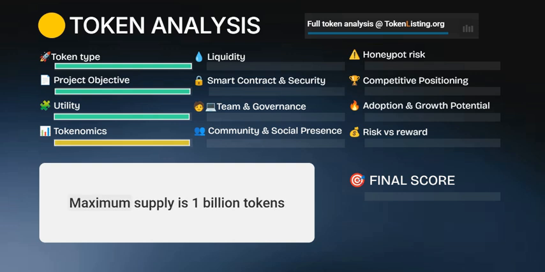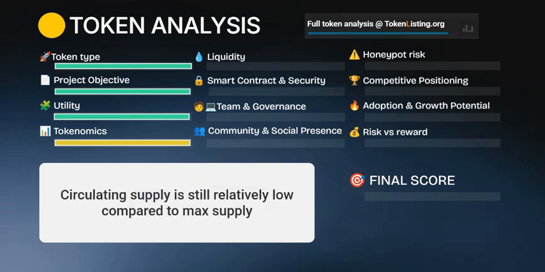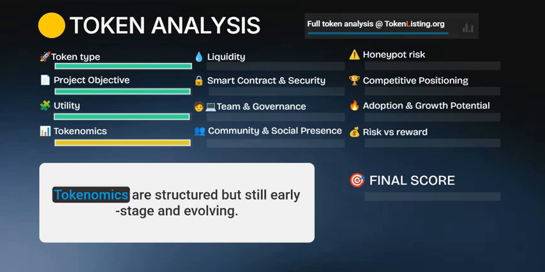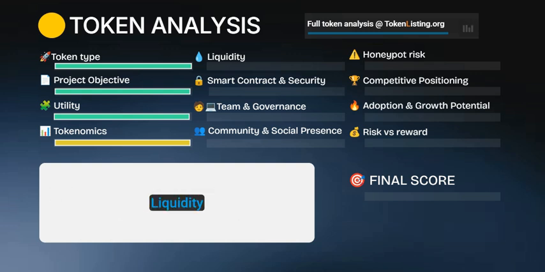Tokenomics. Key metrics. Maximum supply is 1 billion tokens. Circulating supply is still relatively low compared to max supply. This means a large portion of tokens is not yet in circulation, introducing potential future dilution. Tokenomics are structured but still early stage and evolving.